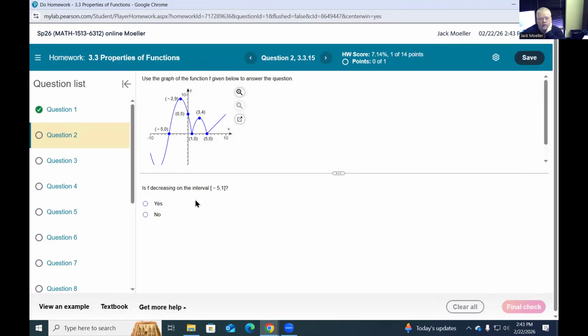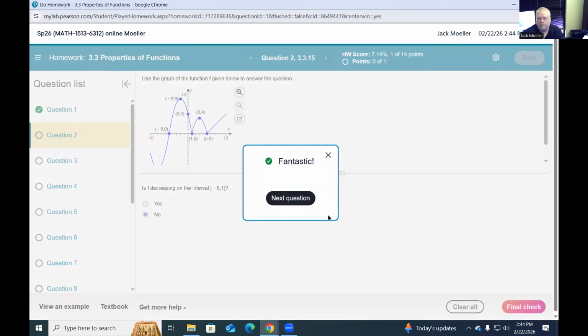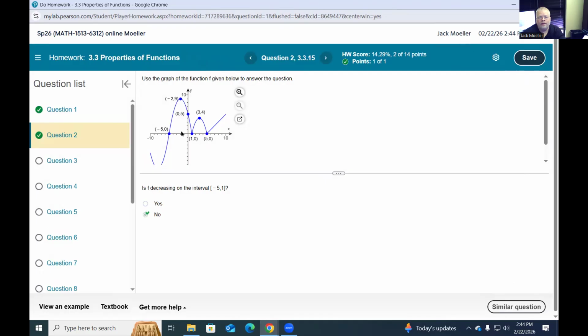All right, same idea here. So is f decreasing on the interval from -1 to 1, or sorry, -5 to 1? So there's -5. Where is 1? So it's this whole peak right here. Well, it's decreasing on part of it, but it's also increasing on part of it. So that better be a no. Okay, so that's why that one's a no, is we're looking at increasing and decreasing, not just decreasing, because that's the interval they gave us.